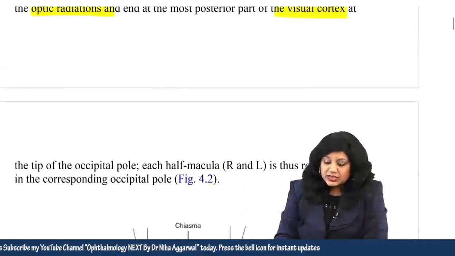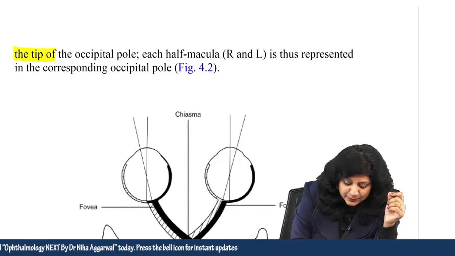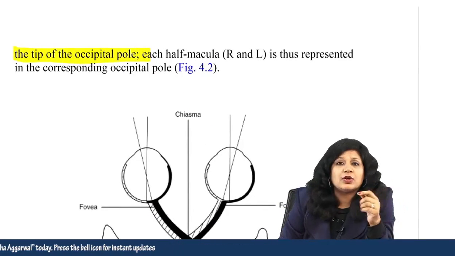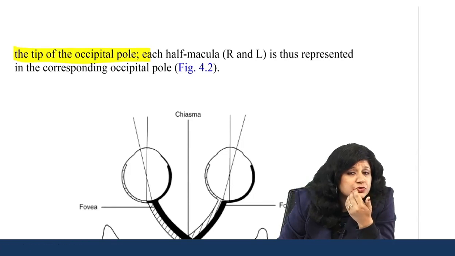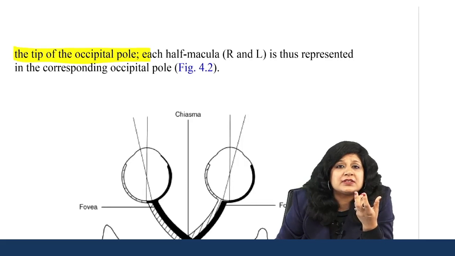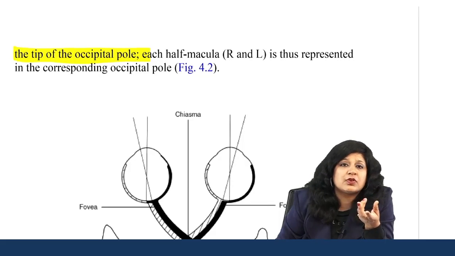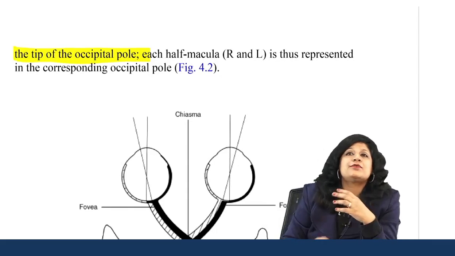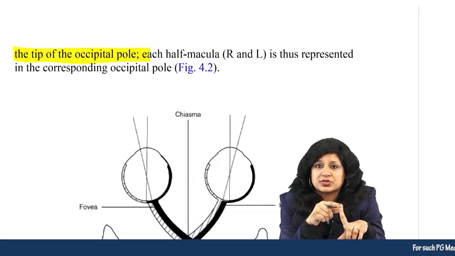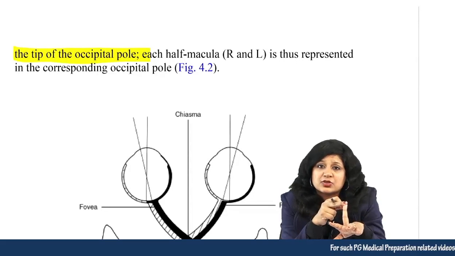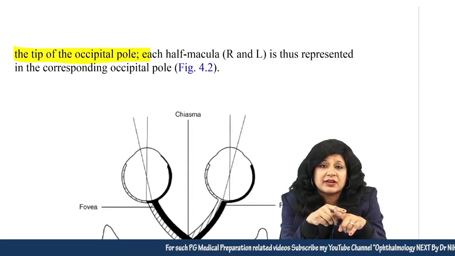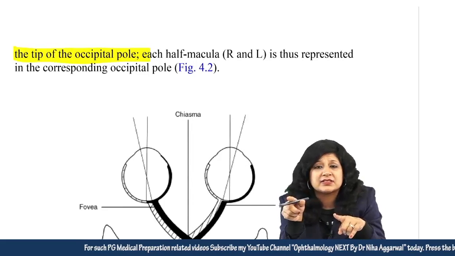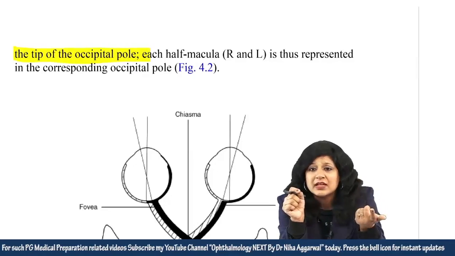All right. So this visual cortex is actually at the tip of the occipital pole, right? Each half of the macula represents the corresponding part of the occipital pole. The tip of the visual cortex represents the macula, and that is what we always say, that the tip has extra blood supply. The whole of the visual cortex has one blood supply, that is the posterior cerebral artery, while the tip has extra blood supply, that is the middle cerebral artery. That is why, whenever we have a problem with the posterior cerebral artery, the middle cerebral artery continues to supply the tip of the visual cortex, and that is why we have macular sparing.